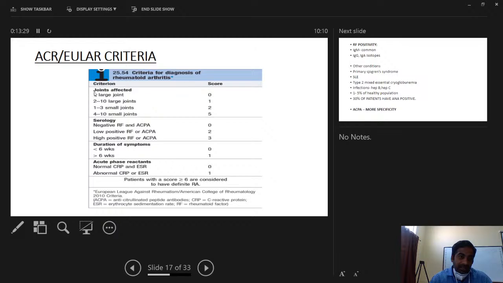The parameters involved here are joints affected, number of joints affected, the serology, rheumatoid factor and anti-CCP, duration of symptoms, and acute phase reactants, mainly CRP and ESR.